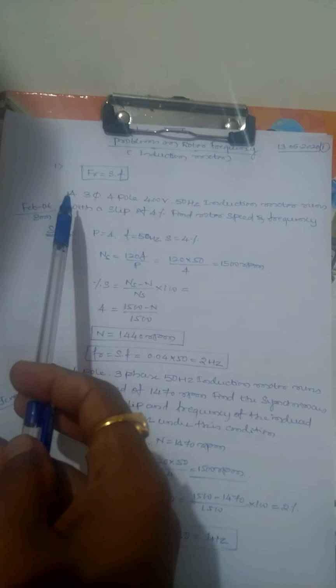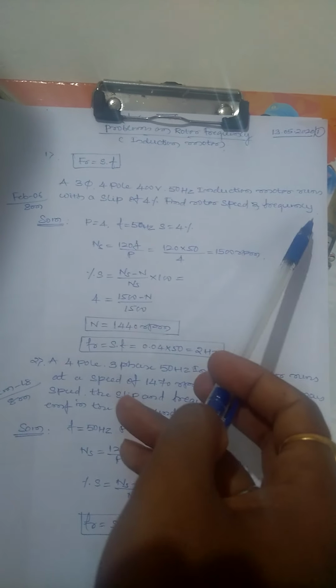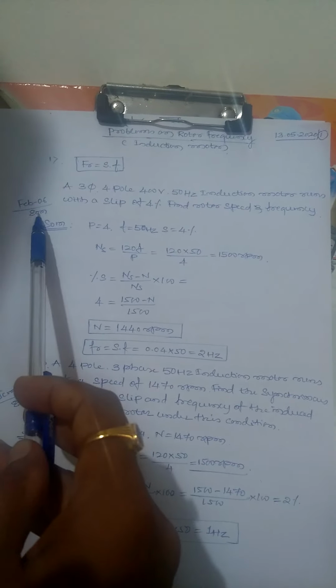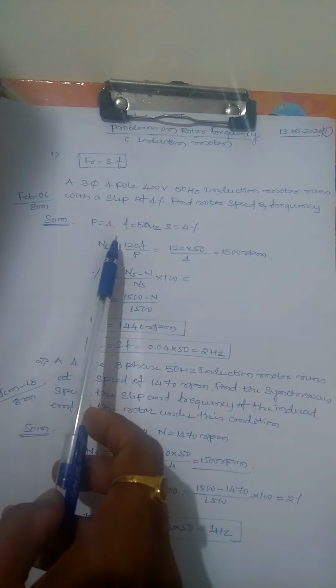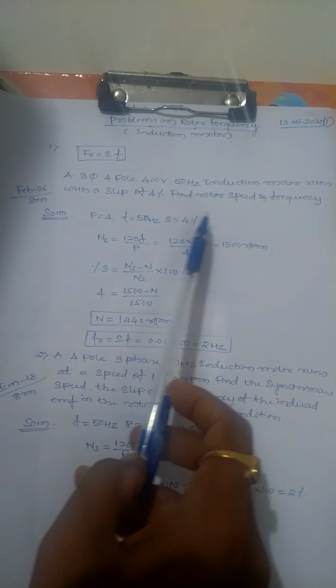The first problem: a 3-phase, 4-pole, 400 volts, 50 Hz induction motor runs with a slip of 4%. Find the rotor speed and frequency. This is also an exam problem, February 2006, 8 marks. The problem is very simple. First write down the given data: P equals 4, frequency is 50 Hz, slip equals 4%.